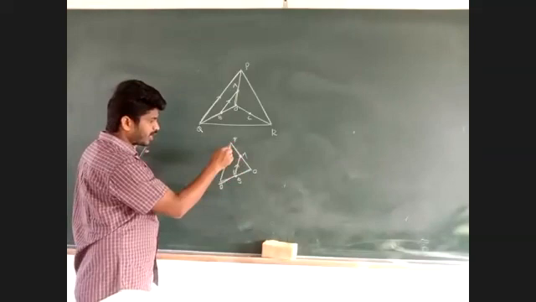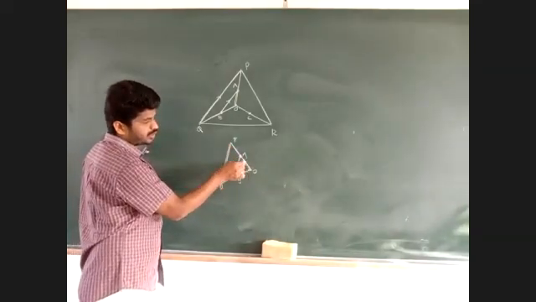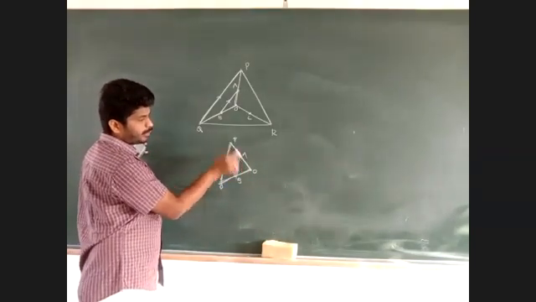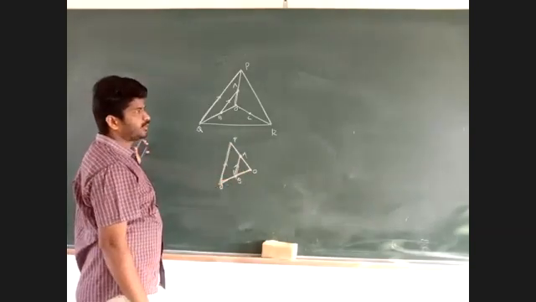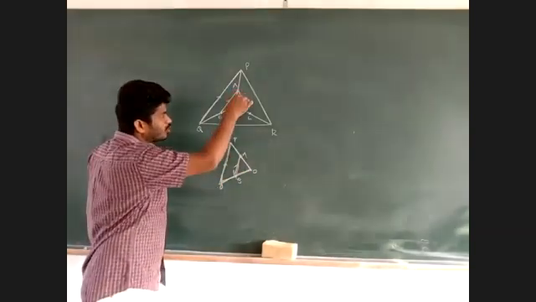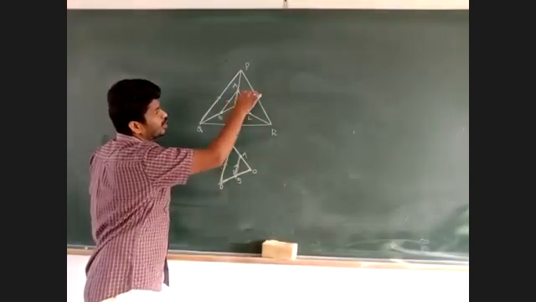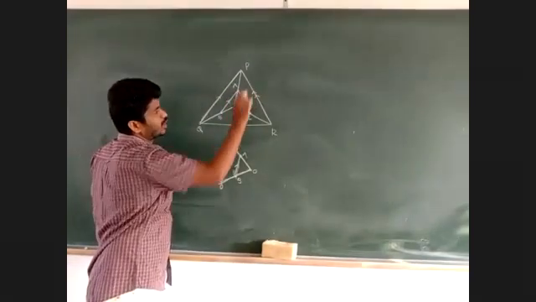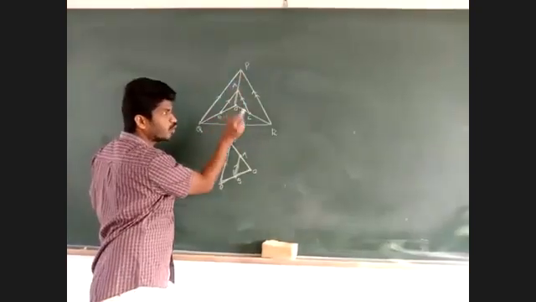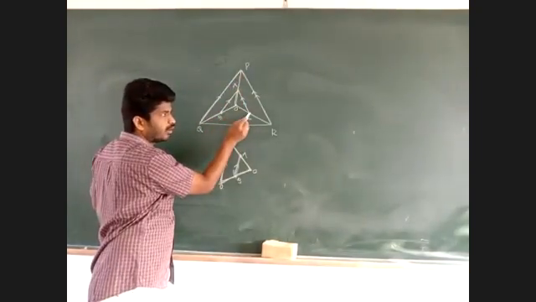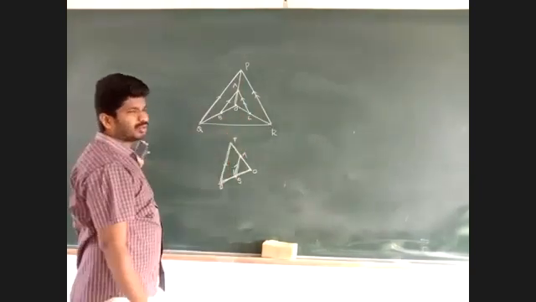AB is parallel to PQ, then apply the basic proportionality theorem. OA by AP equal to OB by BQ. Similarly, join AC also. If AC is parallel to PR, then apply the basic proportionality theorem. OA by AP equal to OC by CR.